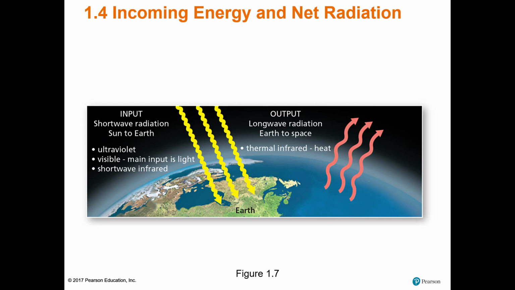Here is an artist's rendition showing you input of shortwave radiation from the Sun to the Earth as yellow lines, and this is comprised of ultraviolet, visible, and shortwave infrared. The red arrows are showing you output, which is longwave radiation from Earth to space. So think of this as heat emitted from Earth's atmosphere, and it is in the thermal infrared portion of the electromagnetic spectrum.